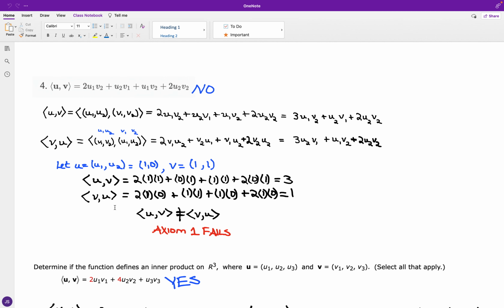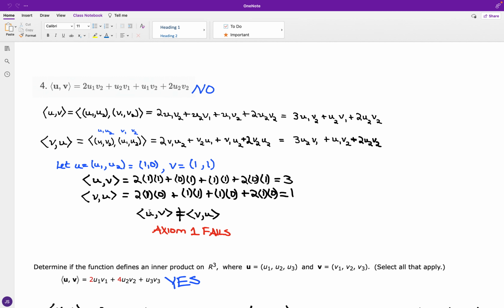Now for the pairing of v and u, we have 2 v sub 1 u sub 2, so that is going to be 2 times 1 times 0, which is 0. V sub 2 u sub 1 is going to be 1 times 1, which is 1. And v sub 1 u sub 2 will be 1 times 0. And 2 times v sub 2 u sub 2 is going to be 2 times 1 times 0. Only the second combination is non-zero, and that product is equal to 1.